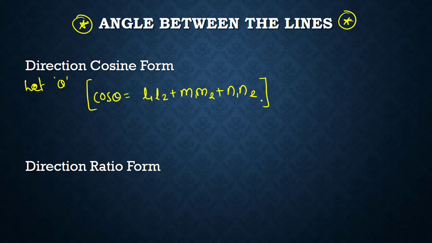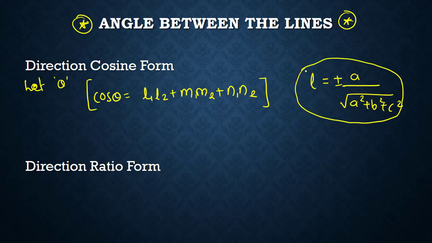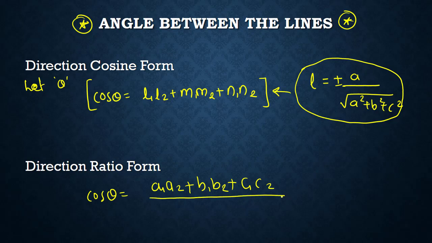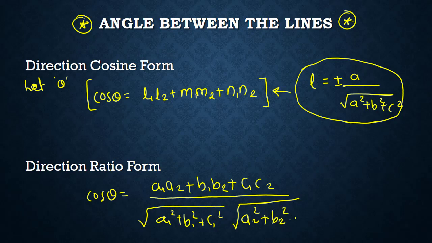Okay. Now you already know what L is equal to. What is the relation between the direction cosine and ratio? It is plus or minus A upon root of A square plus B square plus C square. Okay. Now if you substitute the values of L, M and N respectively in this equation, you will get the direction ratio form. That will be cos theta is equal to, see here, A1 A2 plus B1 B2 plus C1 C2 divided by root of A1 square plus B1 square plus C1 square into root of A2 square plus B2 square plus C2 square.